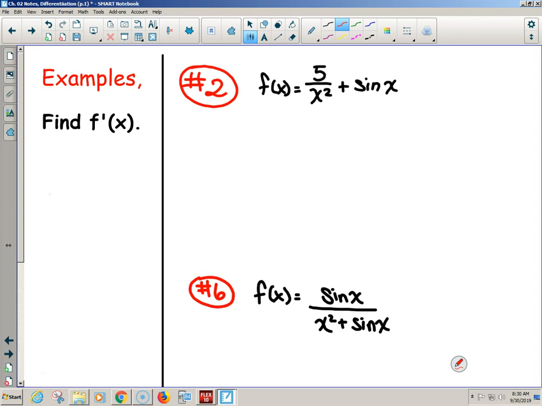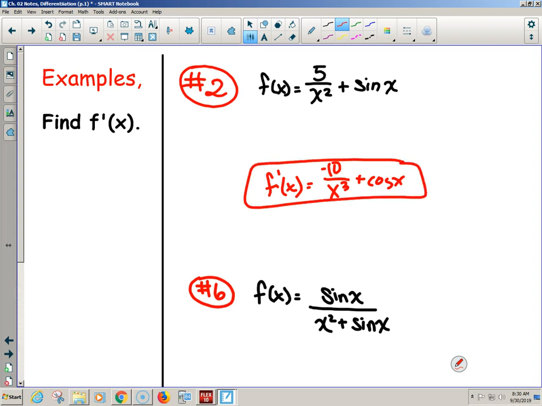You guys done? No? You guys haven't gotten this mastery thing down yet? It's just negative 10 over x cubed plus cosine of x. Don't be amazed, you could do it too.